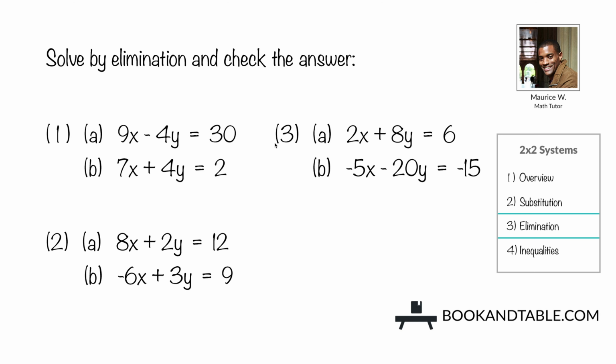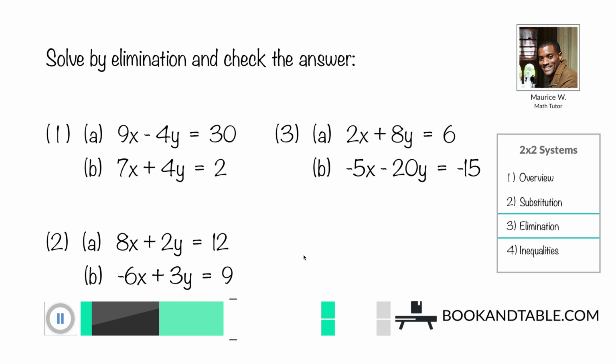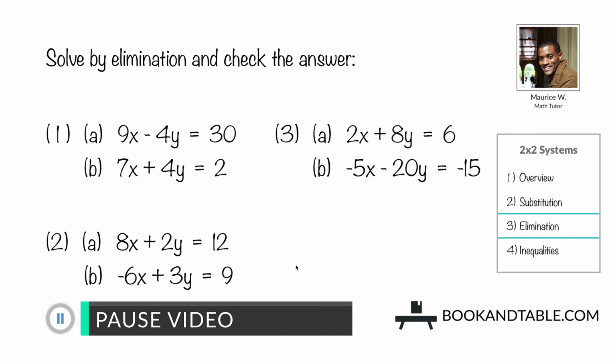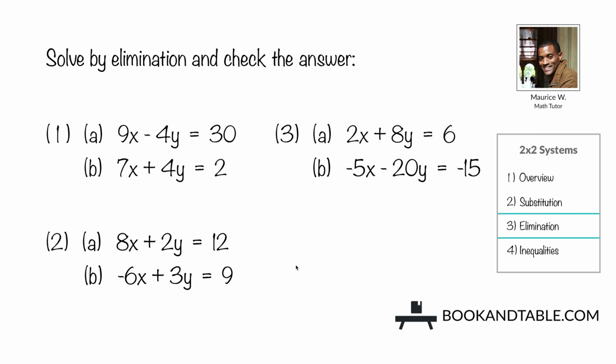In question 3, equation A, 2x plus 8y is equal to 6. In equation B, negative 5x minus 20y is equal to negative 15. Pause the video, answer these questions, and then press play when you are ready to begin.